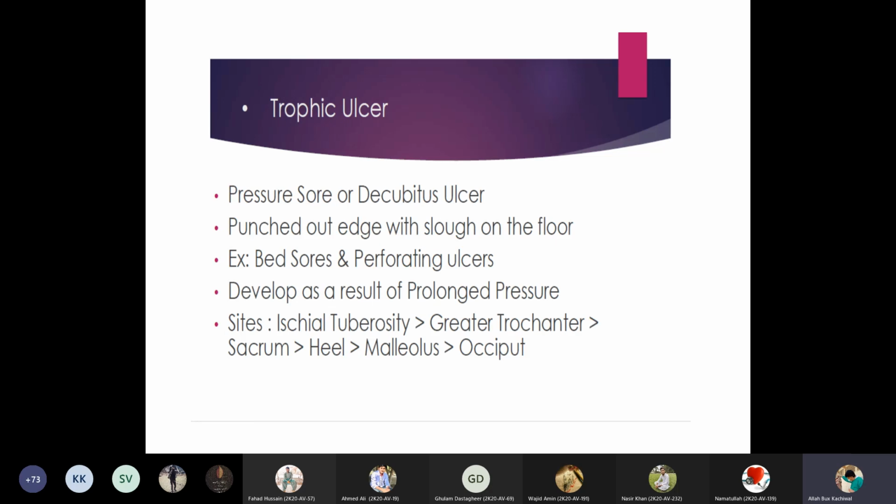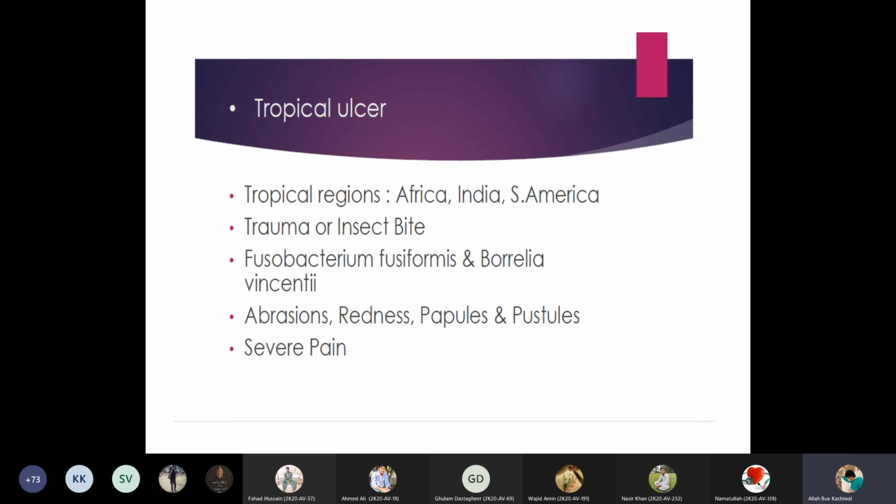So trophic ulcers are pressure sores, or decubitus ulcers, with a punched-out edge and slough on the floor. Bed sores or perforating ulcers develop as a result of prolonged pressure at the ischial tuberosity, greater trochanter, sacrum, heel, malleolus, and occiput. So these are the sites where the ulcers may develop.